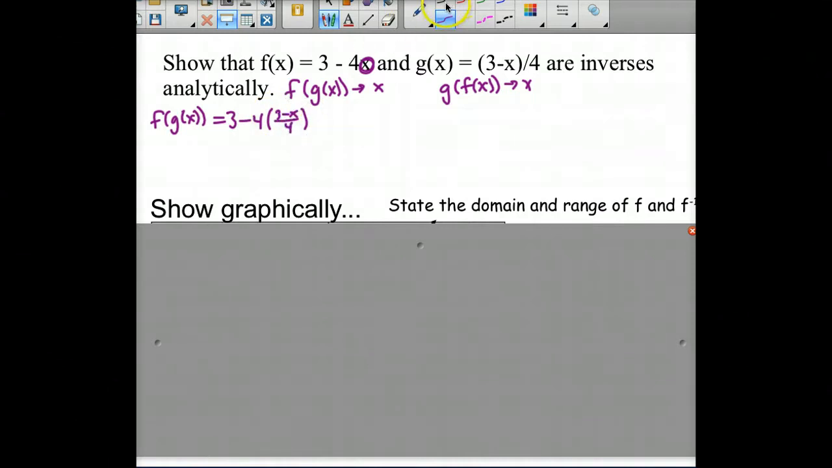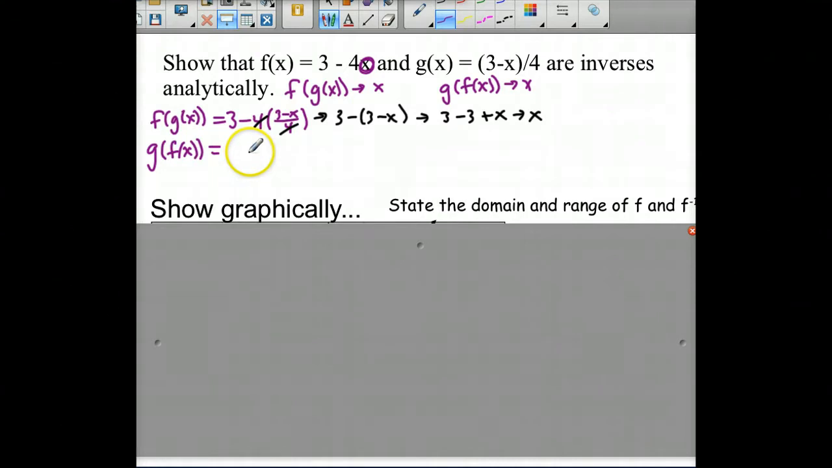So let's simplify that. These can cancel. And then we'll have 3 minus the quantity 3 minus x. And remember to distribute the negative. So it's 3 minus 3 plus x. That will simplify to x. Okay? Let's do the same thing with g of f of x.